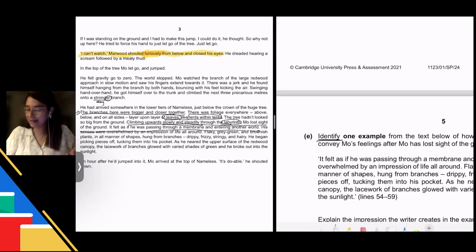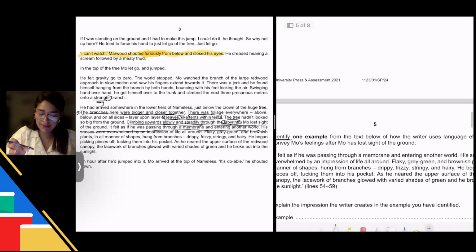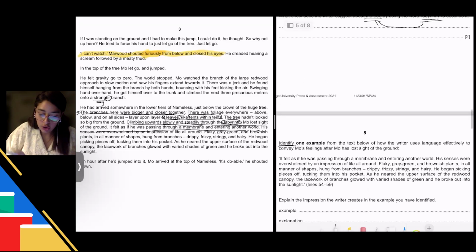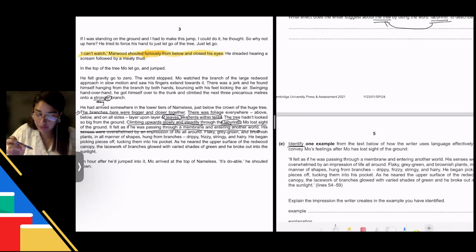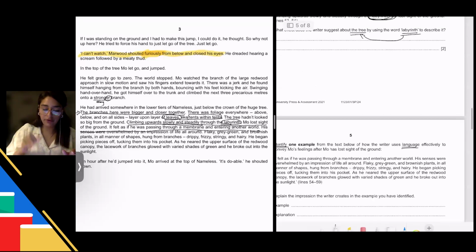Okay, so the word identify basically means that you simply select or name a piece of evidence or a word or an example, in this case from the text. So this says identify one example from the text below of how the writer uses language effectively to convey Mo's feelings after Mo has lost sight of the ground. Now, in this case, how is language helping you understand what Mo feels? All right. So the best way to answer this question would be, number one, read through the given lines.